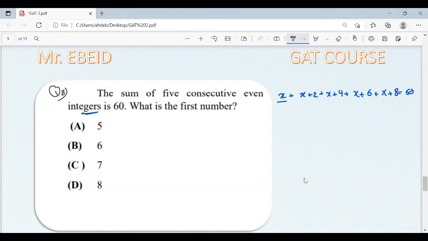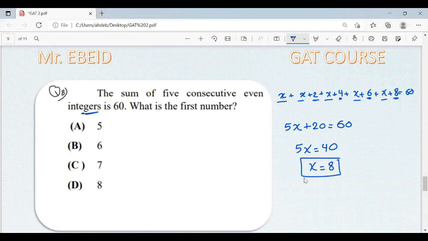Now it's easy to answer. We have 5x plus 2 plus 4, which equals 6, plus 6, which equals 12. 12 plus 8, which equals 20, equals the right-hand side, which equals 60. Subtract 20 from both sides, so we have 5x equals 40, divided both sides by 5, so the answer is 8. So the first number is 8. Okay, so the answer is D.